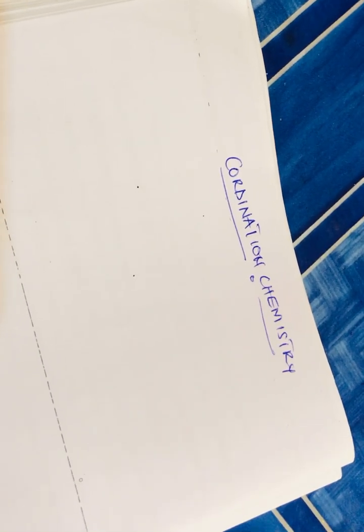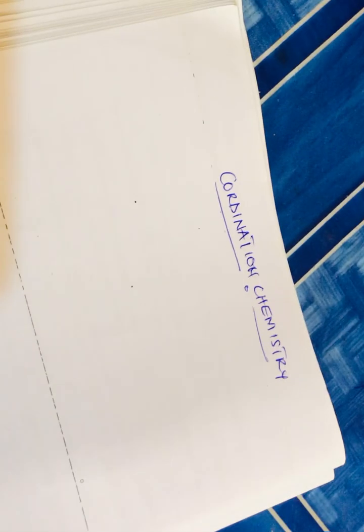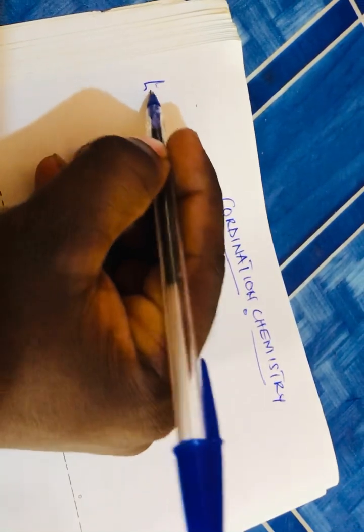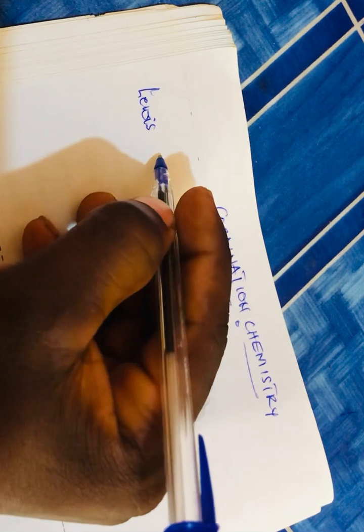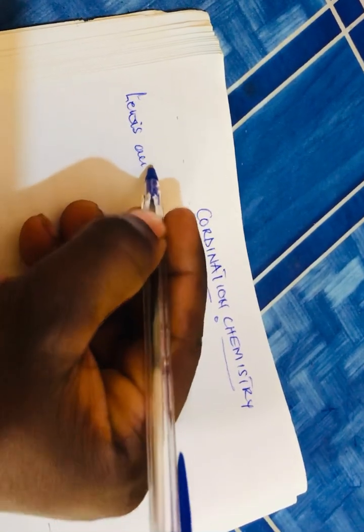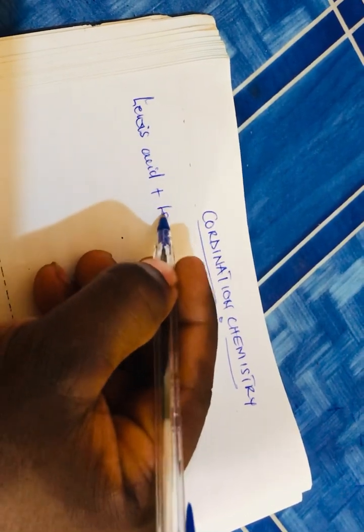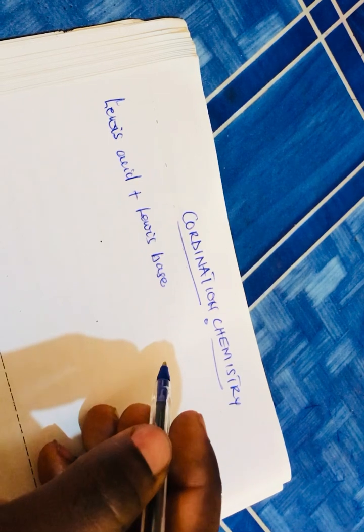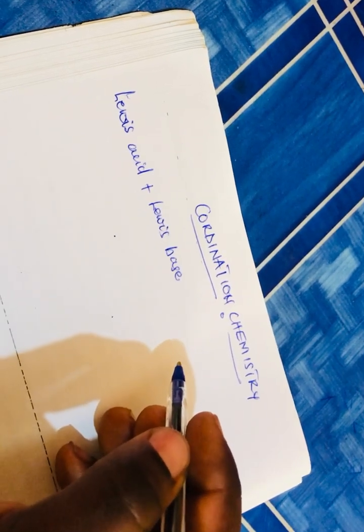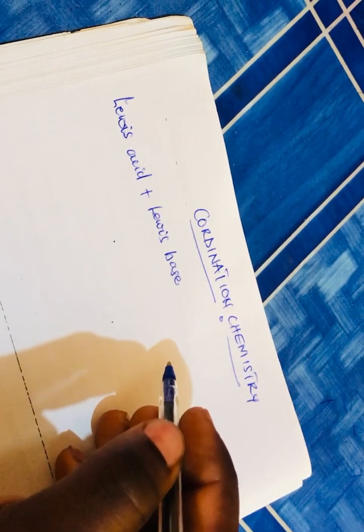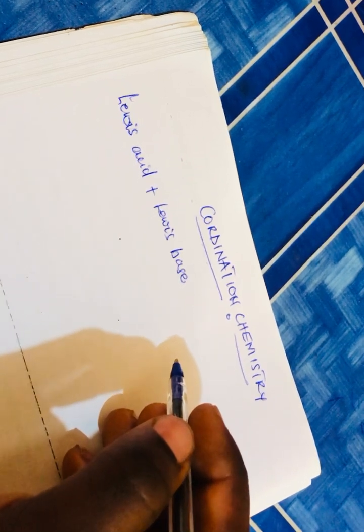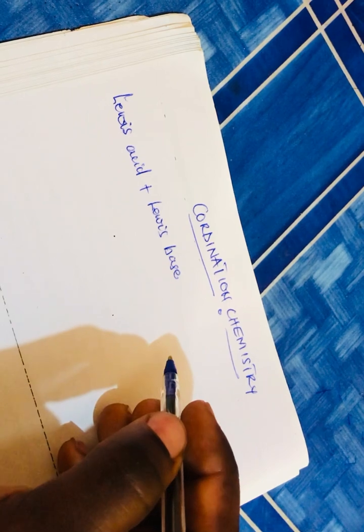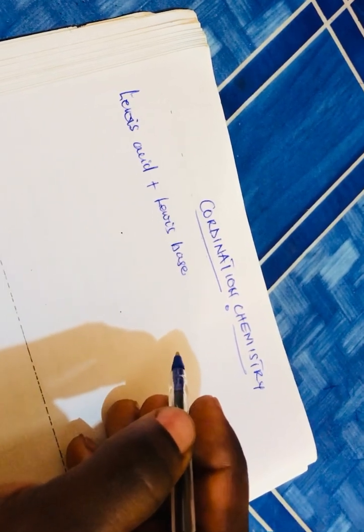Now, when you talk about coordination chemistry, you've come across what they call a Lewis acid plus a Lewis base. A Lewis acid is an electron pair acceptor, whilst a Lewis base is an electron pair donor. So when you take it like that, you are going to know about coordination chemistry here.